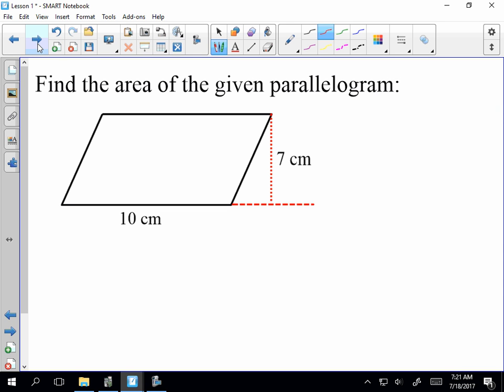Okay, so now, finding the area of this given parallelogram, I've got a base of 10, I've got a height of 7. Remember, base and height have to be perpendicular distances, so my area is going to be base of 10 times a height of 7 equals an area of 70. Now, what you have to be careful of is if you're ever given a slant height, you might have to use Pythagorean theorem with the right triangle, a squared plus b squared equals c squared, to find the measurements of that missing piece.